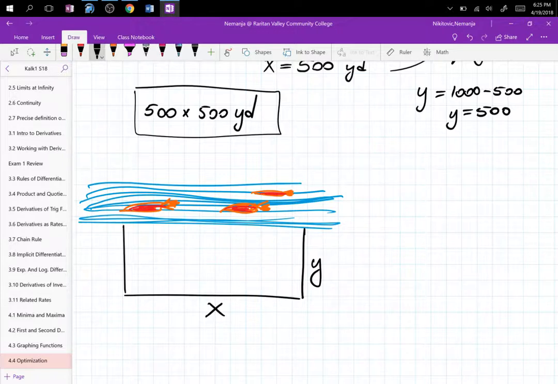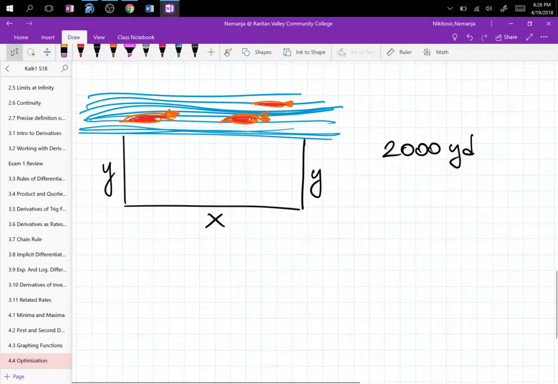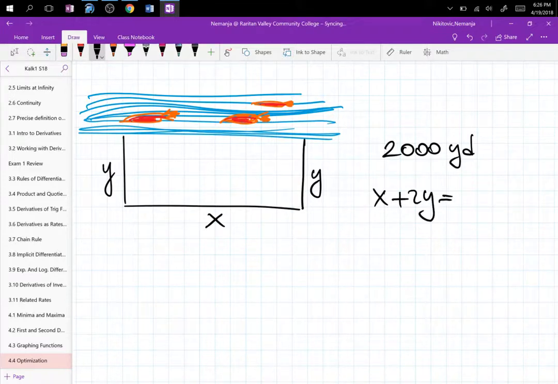Guys, we have the same amount of fence, 2,000 yards. Is anything different now? Only 1x. You see? So now your constraint function is different. All right, let's go. Now the constraint function is x plus 2y equals 2,000. And my area is still a max. So the same, x times y.